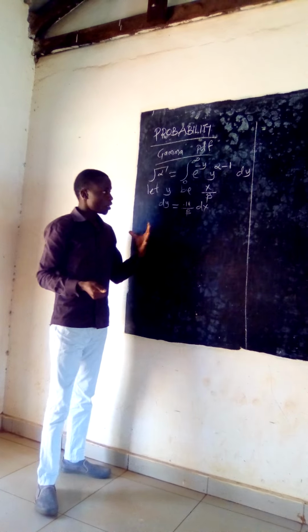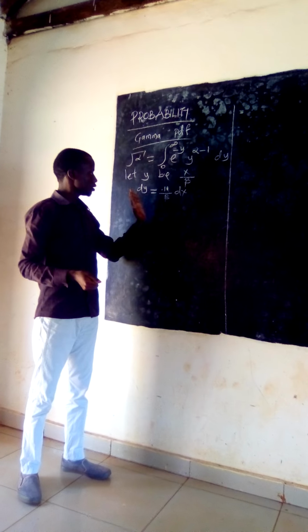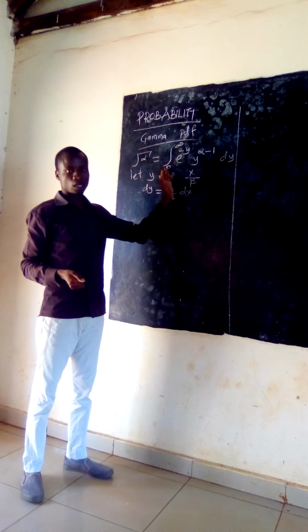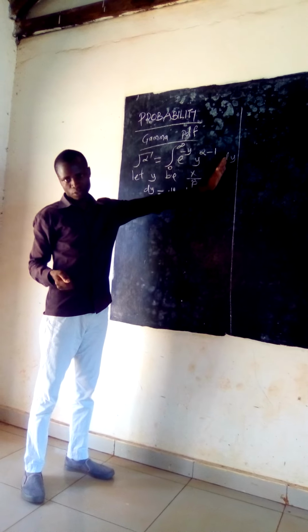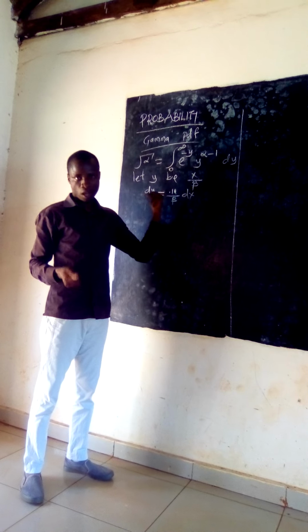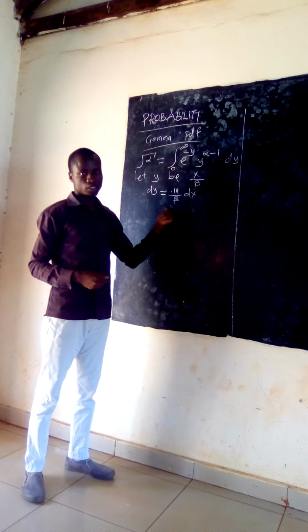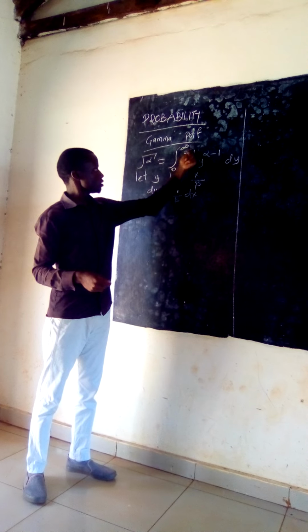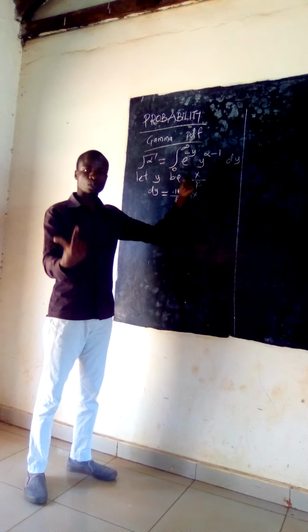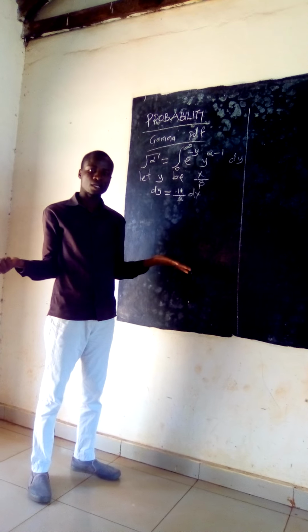dx. Now, since I have dy as well as the value for y, I'll use the substitution method. Where dy is, I'll write 1 over beta dx, and where y is, I'll write x over beta. And I shall have just done.